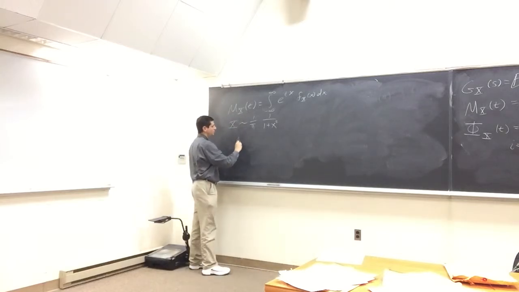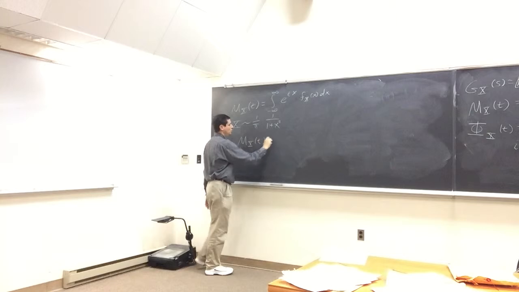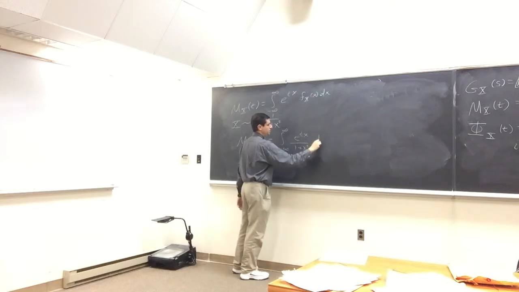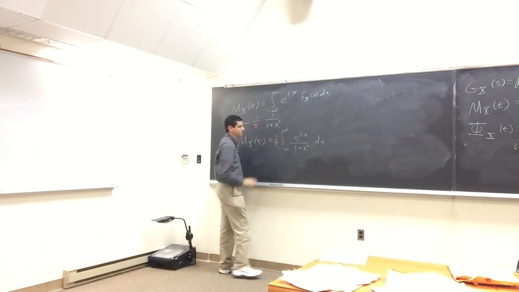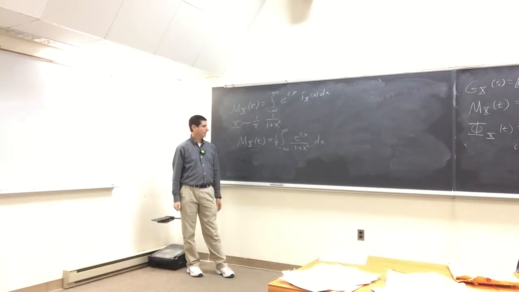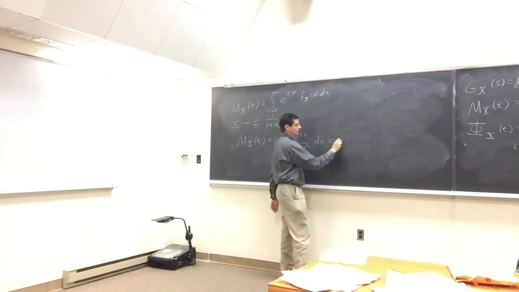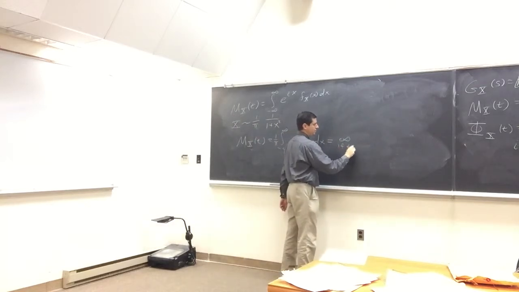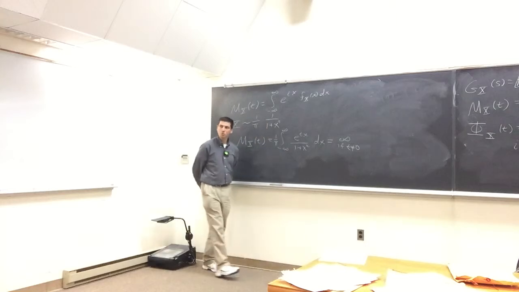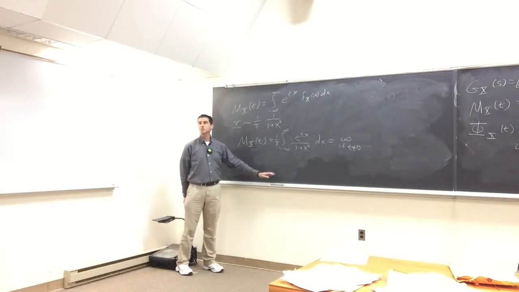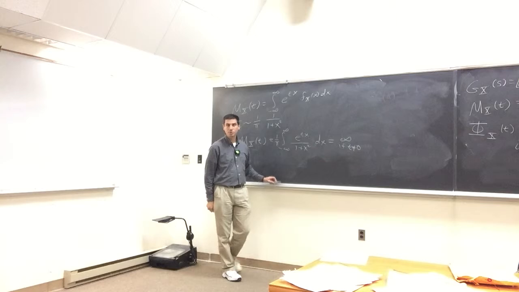If we try to take the moment generating function of the Cauchy, we're going to have the integral from -infinity to infinity of e to the tx over 1 plus x squared dx. We have a 1 over pi. And this is going to blow up if t does not equal 0. So it equals infinity if t does not equal 0. So the moment generating function for the Cauchy only exists at t equals 0, and at t equals 0 it's trivial to exist. This is one of the reasons why we do not like the moment generating function.